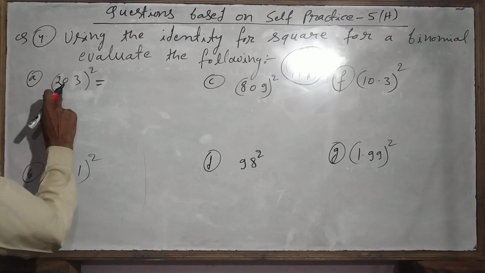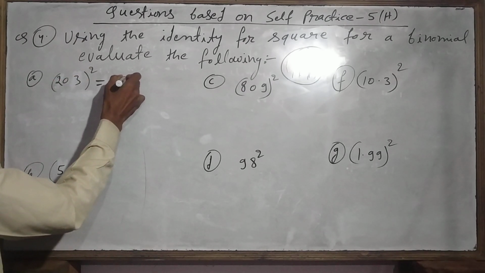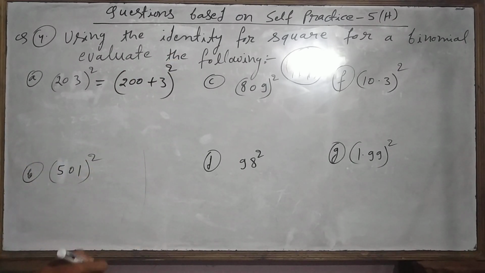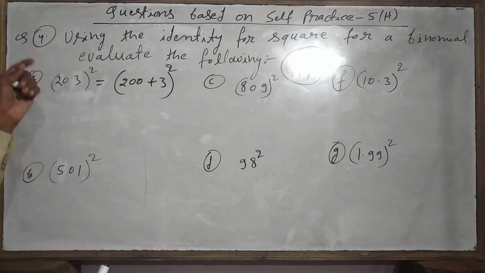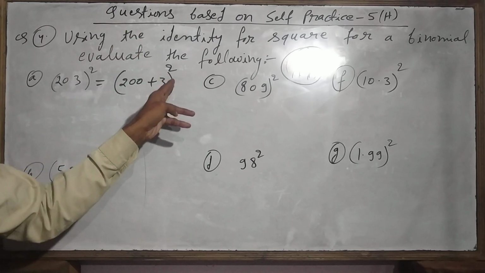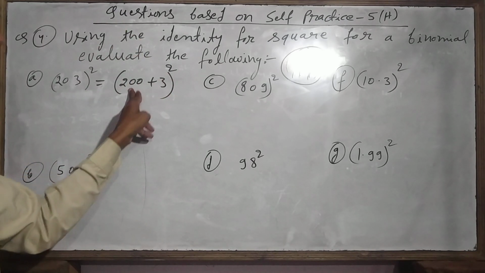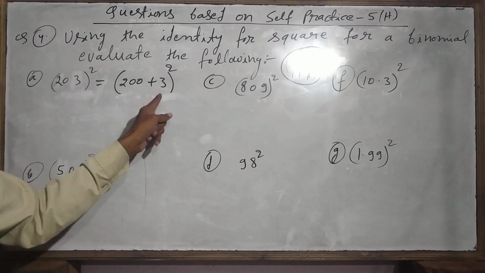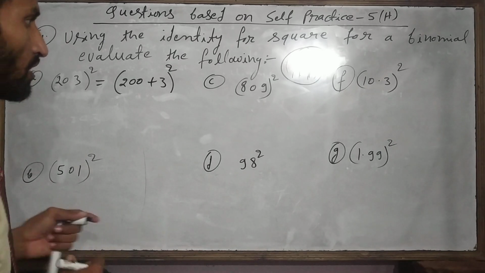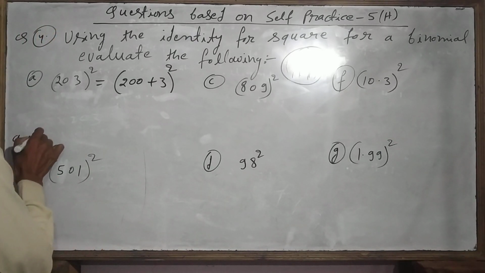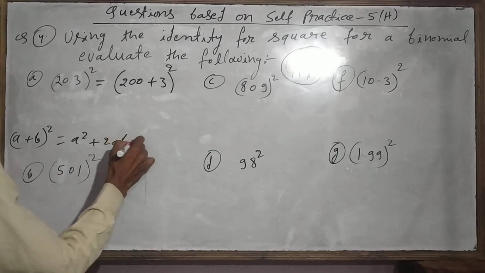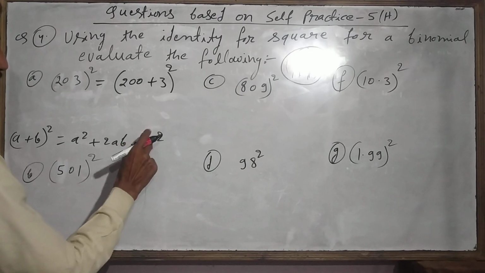Just you see here 203 whole square. We can write it like this: (200 plus 3) whole square. Okay, in place of 203 we have written 200 plus 3. Means this one is A and this one is B. So (A plus B) whole square. I have already discussed the formula: (A plus B) whole square is A square plus 2AB plus B square. This formula we have to use here.